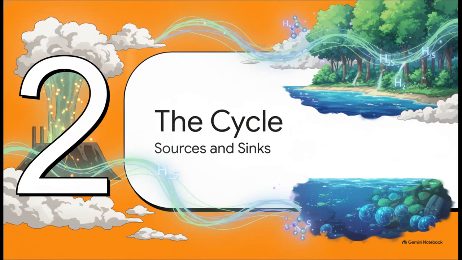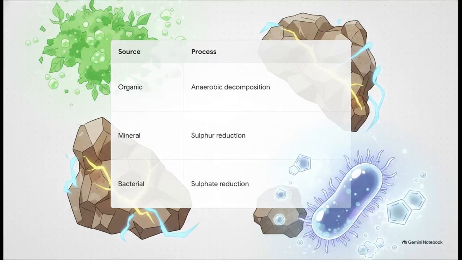Moving right along to Section 2, the cycle, sources and sinks. So where does this gas actually come from? Well, as we can see here, it originates from three distinct natural mechanisms. First up, we've got the organic category, and this is driven by the anaerobic decomposition of organic matter. Remember, anaerobic simply means this breakdown happens completely without oxygen. Next, we have the mineral category, which involves the chemical reduction of sulfur found naturally tucked away within the Earth's mineral deposits.